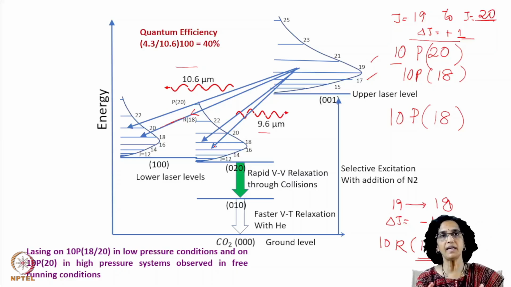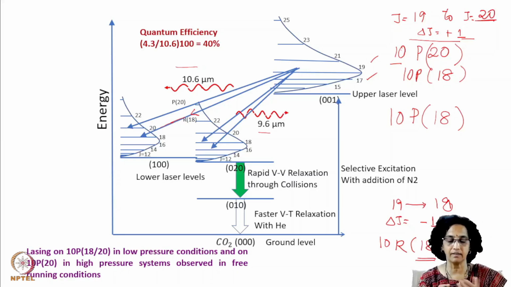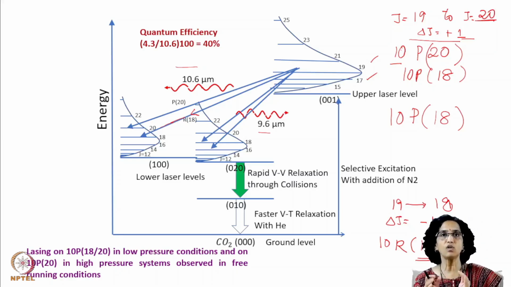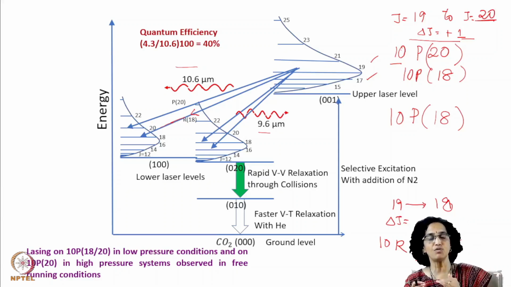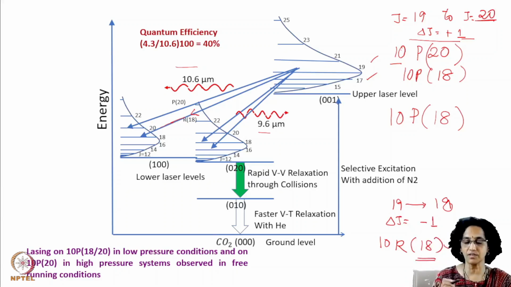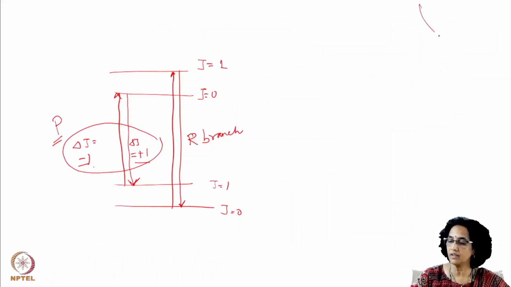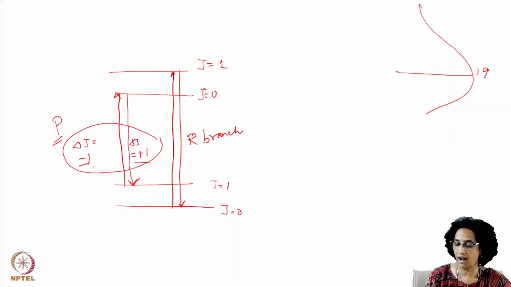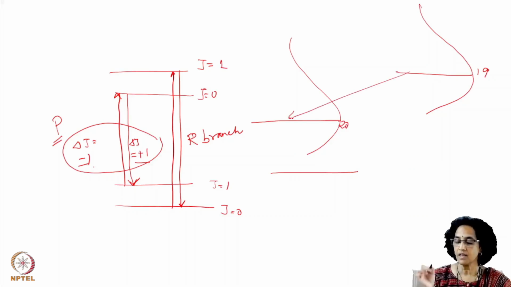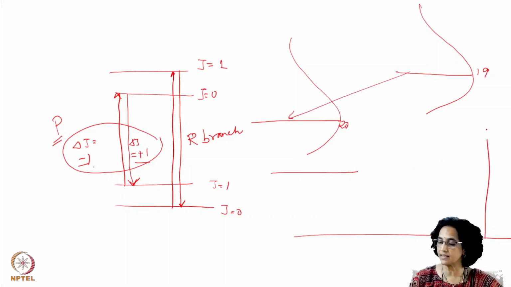I'm just saying 9P18 or 10P18 or 10P20, because under the normal operating conditions, the kind of temperature you have in a discharge, these transitions are most common. Now, what actually happens when this lasing is taking place? You see, when we are saying that, say this is 19 and it is coming to 20 and you have the transition, right? And we are having a continuous excitation.